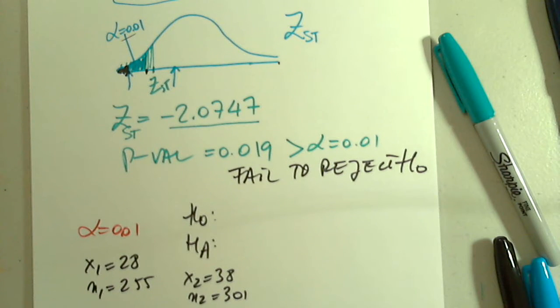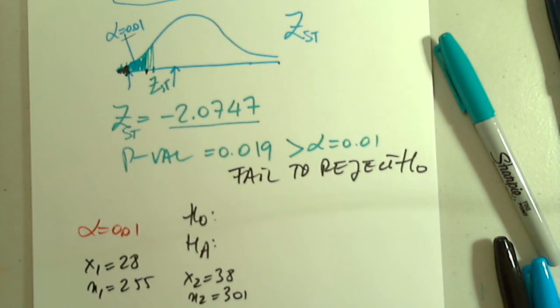So then I'll go back to stats and tests, same thing, two population proportions, Z test, so that's 6. And x1 is 28 and n1 255, x2 38 and n2 301. And this time we want not equal to. And you know me, I like to draw. So I can see the shaded.